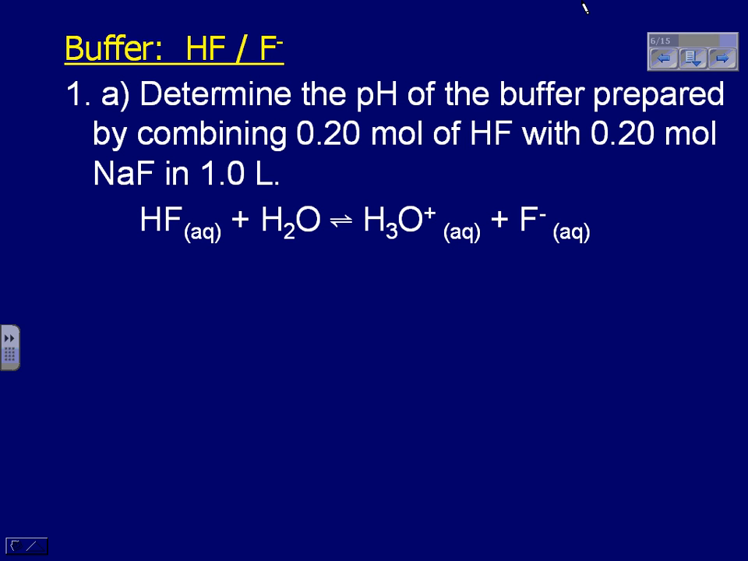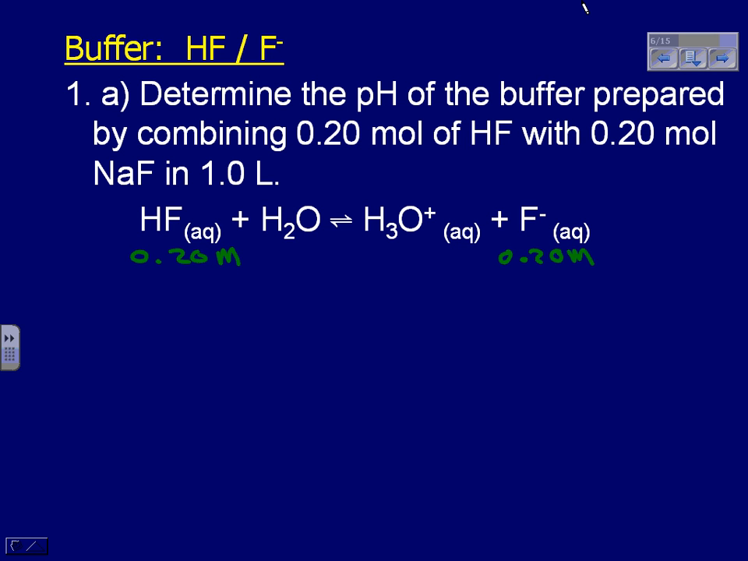And I guess if we really wanted to, we could write some information underneath. We haven't done this in a while, but we could do this. 0.2 moles of HF in 1 liter means that there's going to be 0.20 mole per liter. And here I also have 0.2 moles of NaF, and therefore I'm going to have 0.20 molar F minus. There's my concentration of my acid. There's my concentration of my base.